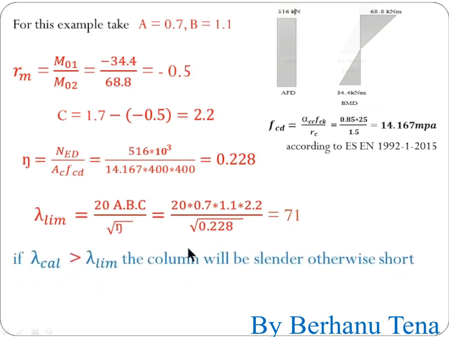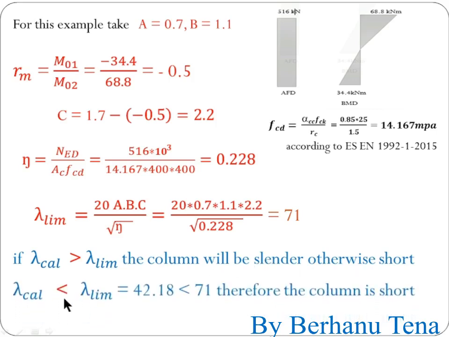If the calculated lambda is greater than lambda limit, the column will be slender, otherwise it is short. Based on our result, lambda limit is greater than the calculated lambda, which is 42.12 is less than 71, therefore the column is short.